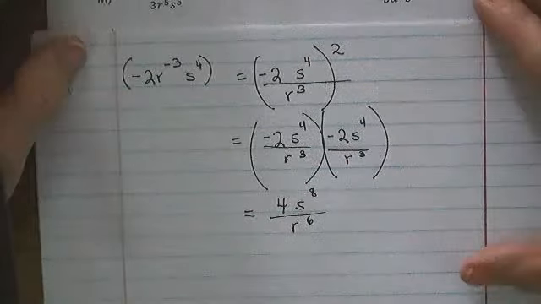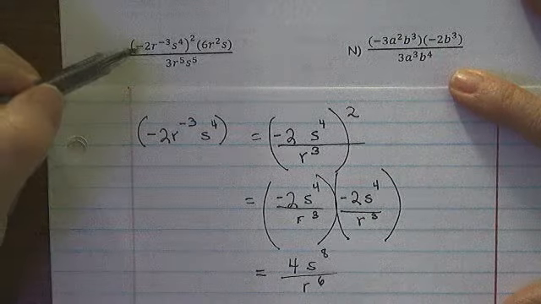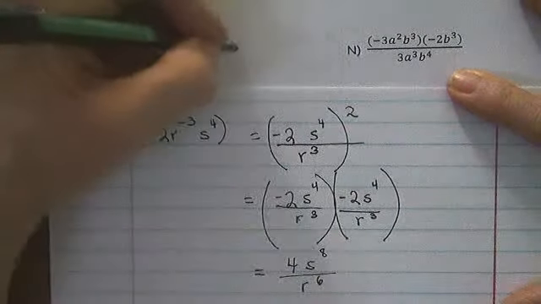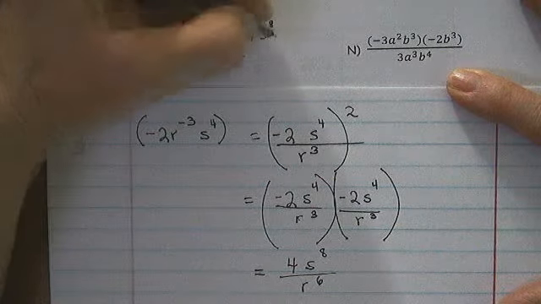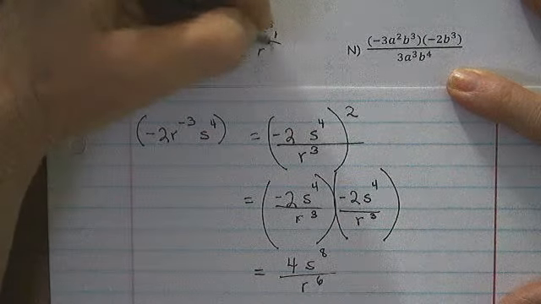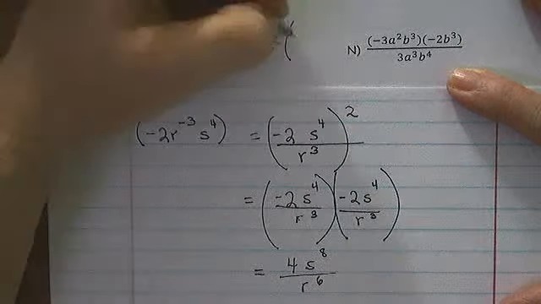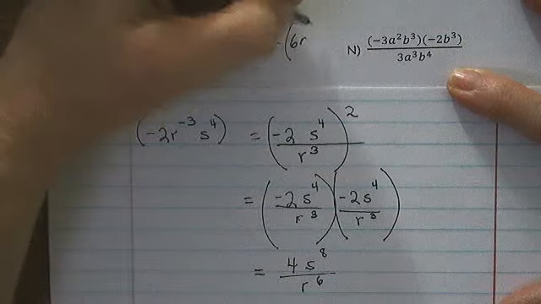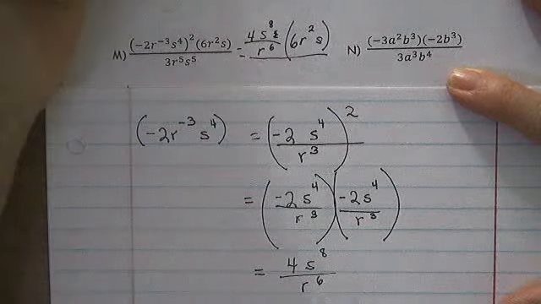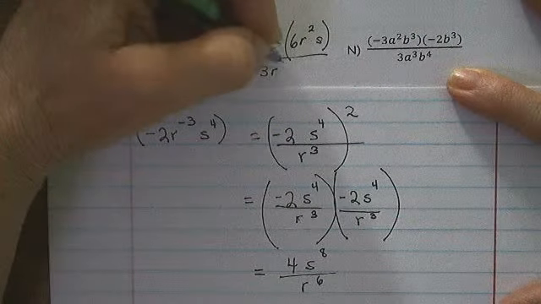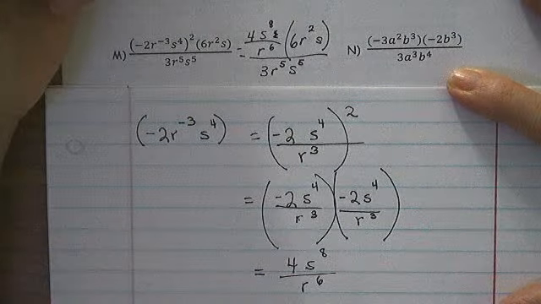So our problem right now is this whole mess squared has now become 4s to the 8th over r to the 6th multiplied times 6r squared s, and that entire thing is over 3r to the 5th s to the 5th. But wait, there's more.